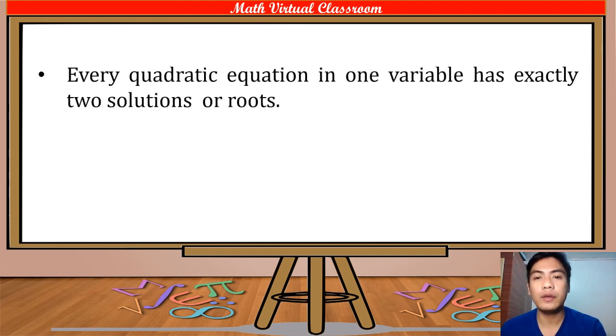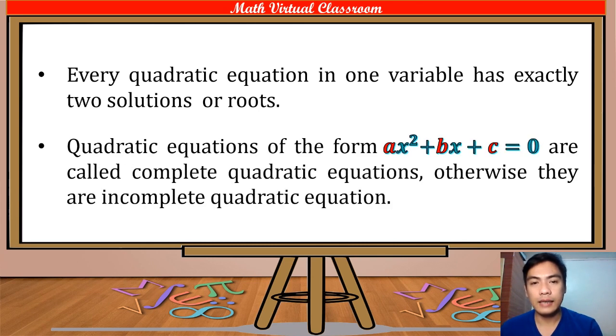Remember that every quadratic equation in one variable has exactly two solutions or roots. A quadratic equation of the form ax squared plus bx plus c is called a complete quadratic equation. Otherwise, it is an incomplete quadratic equation.